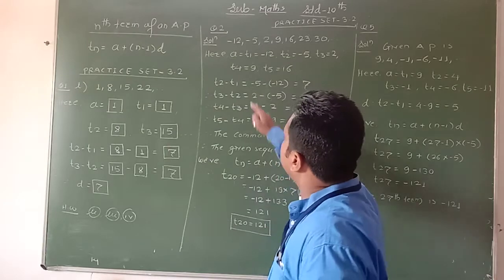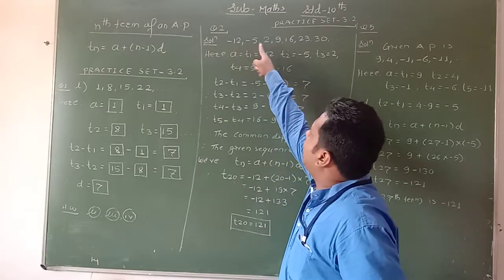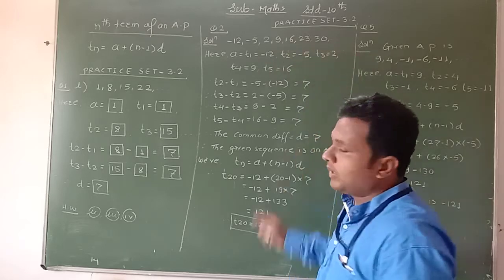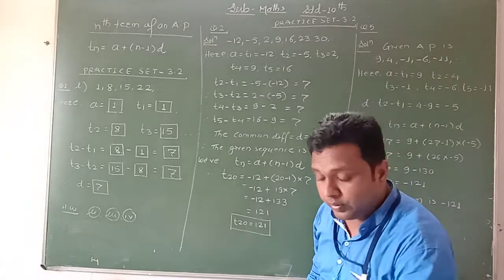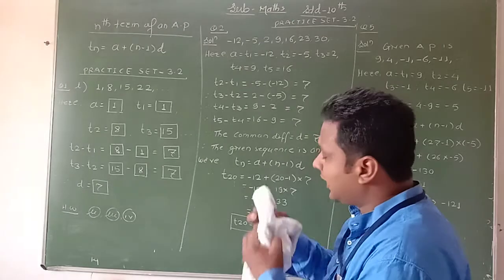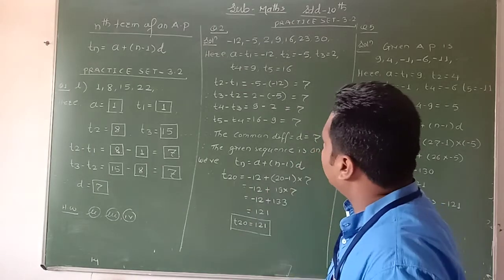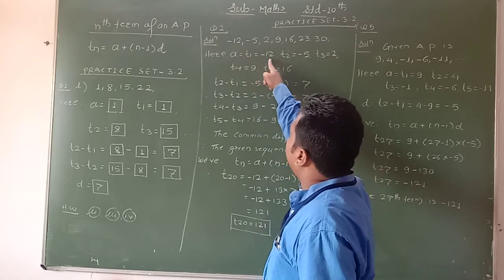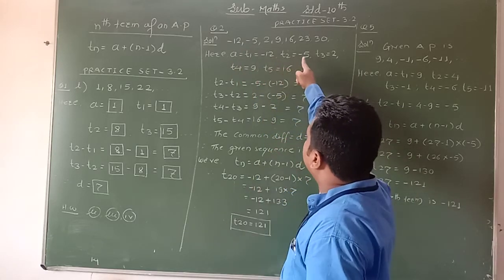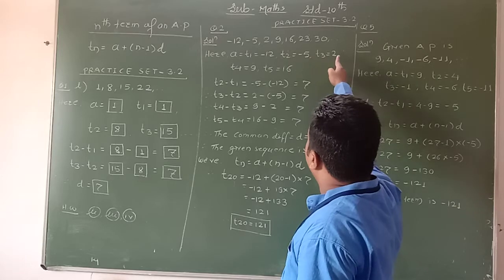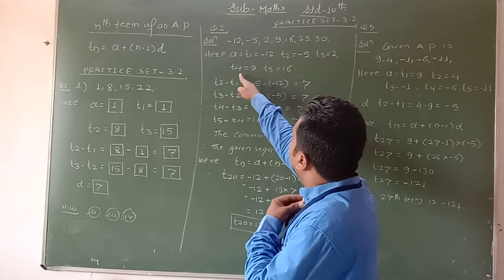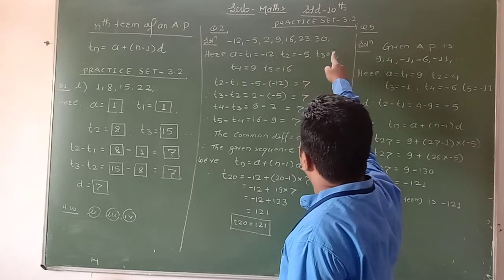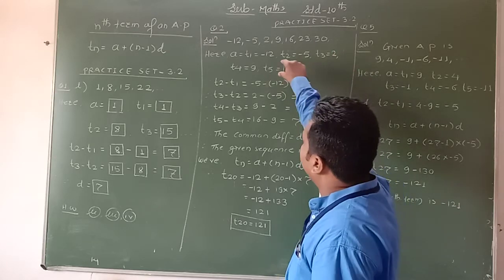The given sequence is minus 12, minus 5, 2, 9, 16, 23, 30 and so on. We have to identify whether this sequence is an arithmetic progression or not. For that, we represent the first term as t1 equal to minus 12, the second term is minus 5, t3 the third term is 2, t4 is 9, t5 is 16, t6 is 23, t7 is 30. Here we write up to 5 only.